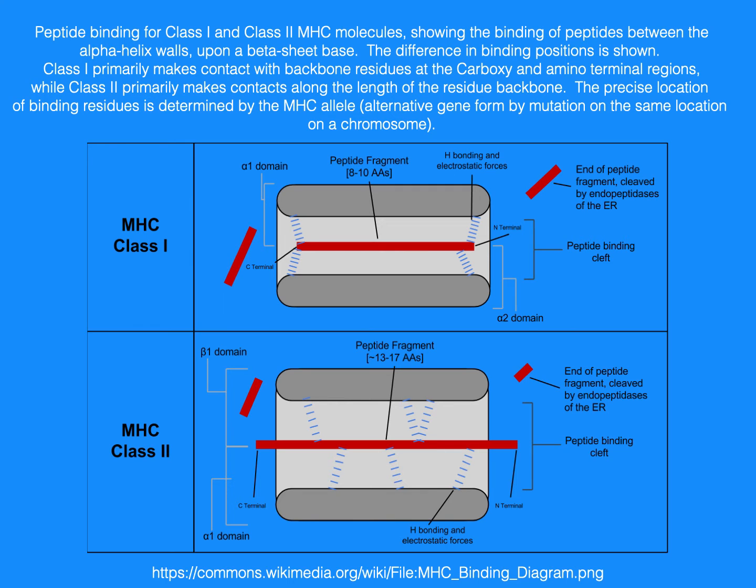Peptide binding for class I and class II MHC molecules, showing the binding of peptides between the alpha helix walls upon a beta sheet base. The difference in binding positions is shown. Class I primarily makes contact with backbone residues at the carboxy and amino terminal regions, while Class II primarily makes contacts along the length of the residue backbone. The precise location of binding residues is determined by the MHC allele.